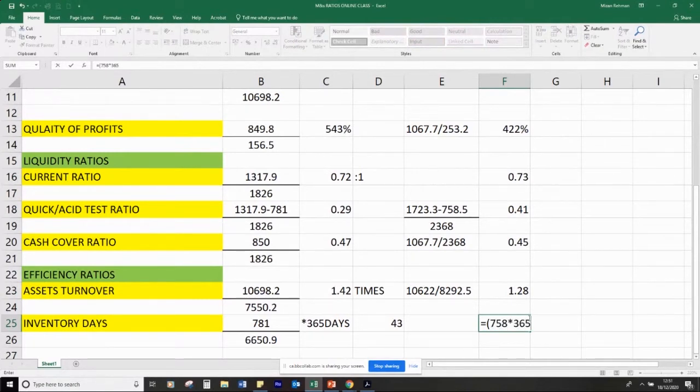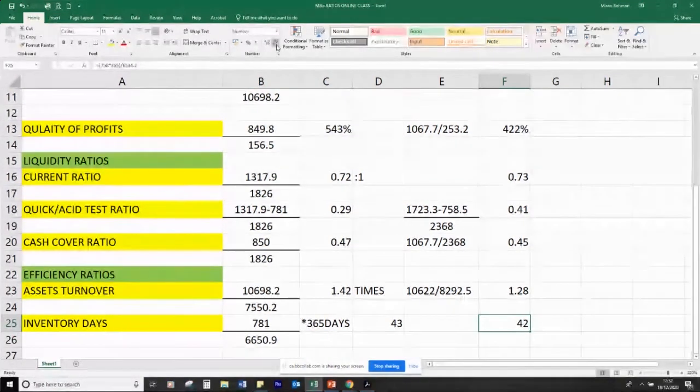$758 times 365 divided by cost of sales. 6534, times 365, gives 42, 43. Very similar results. Is it good? I think it's all right.